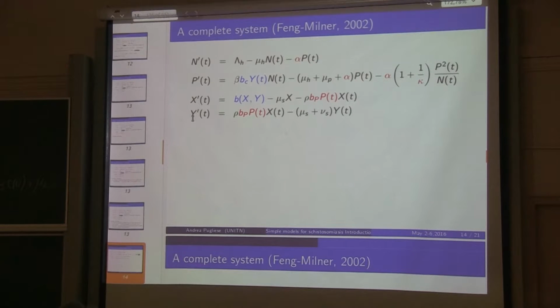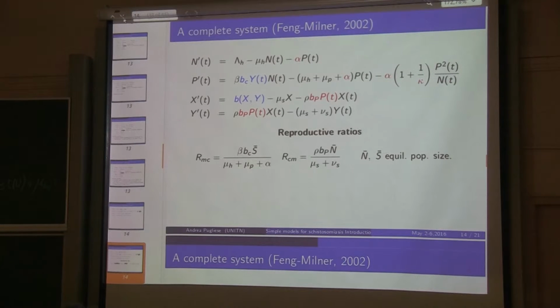This would be, well, it's actually slightly simpler than their system. So this would be the system that takes together all we discussed here, and is a system of 4 differential equations. So it's quite simple relative to the complexity of the system. And as you know, there is a reproductive ratio.